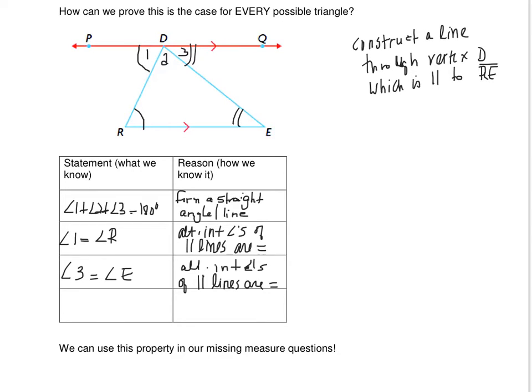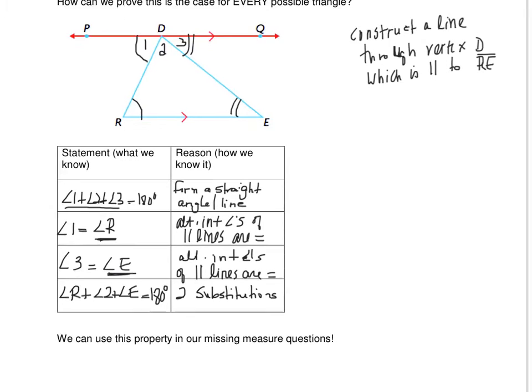And therefore we can go back to this statement, and instead of saying angle 1, we can replace that with angle R. And instead of saying angle 3, we can replace that with angle E. So instead of angle 1 plus angle 2 plus angle 3 equals 180, we can say angle R plus angle 2 plus angle E equals 180. We made two substitutions there, and that proves that the three angles of the triangle have a sum of 180. And then this property can be used to help find missing measures.